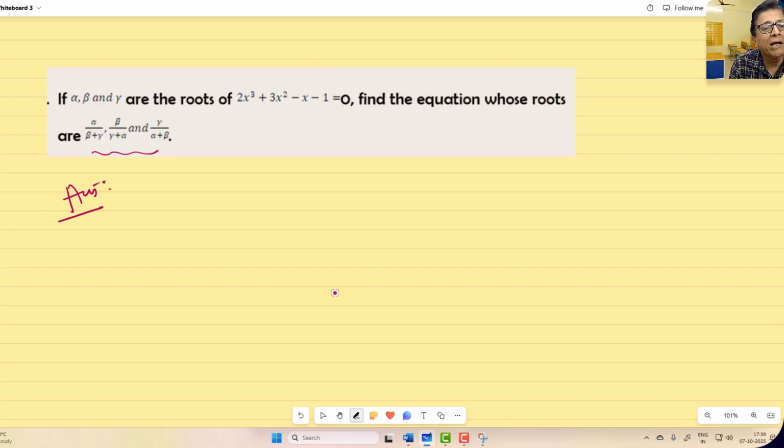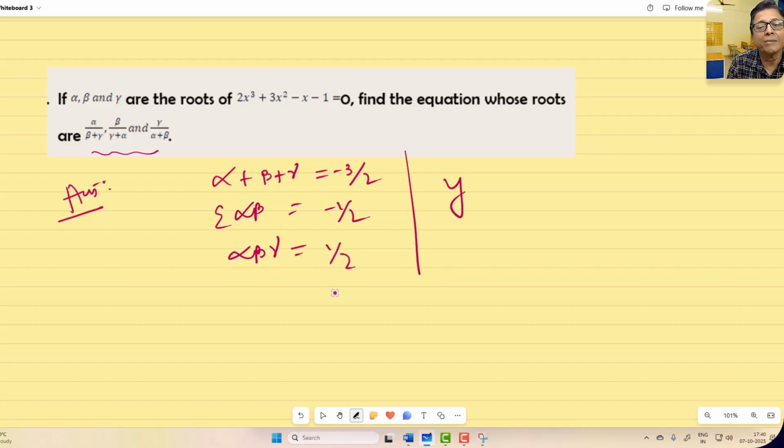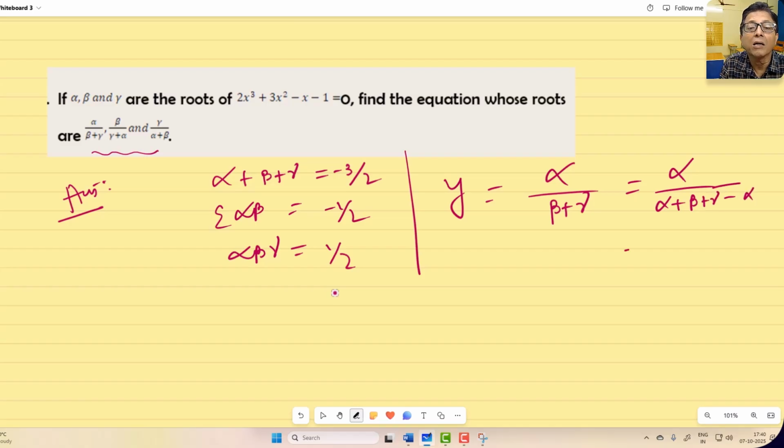You will be doing the same manner. You just write alpha plus beta plus gamma equal to minus 3 by 2. Sigma alpha beta is going to be minus 1 by 2, and product is going to be 1 by 2. And you start the same manner. Let y equal to alpha by beta plus gamma. So alpha by alpha plus beta plus gamma minus alpha. What is alpha plus beta plus gamma? That you substitute here. Minus 3 by 2 minus alpha.